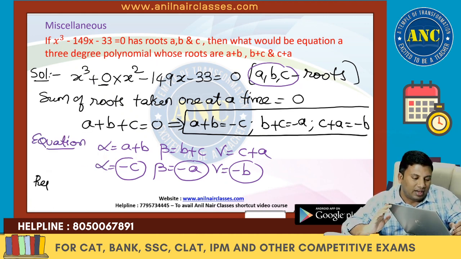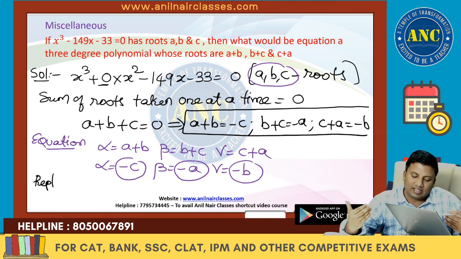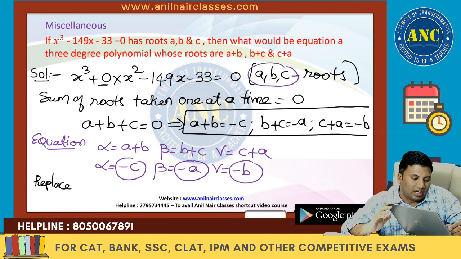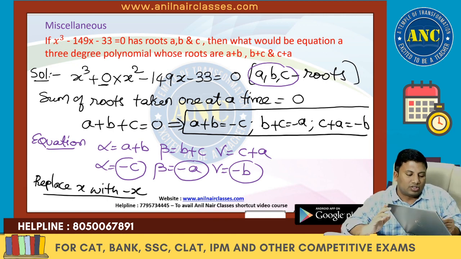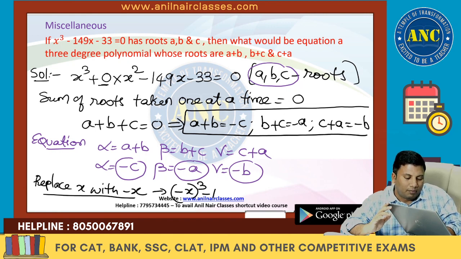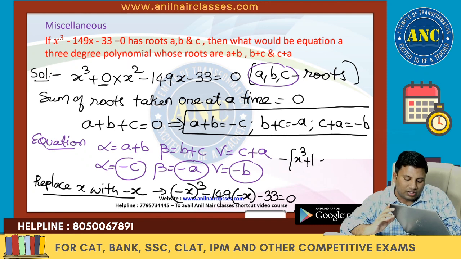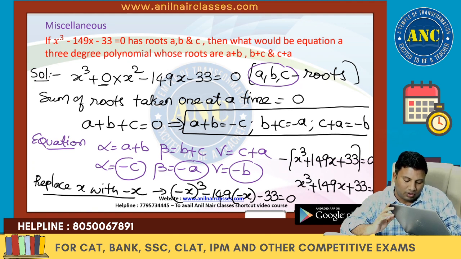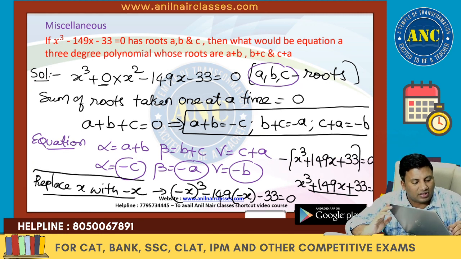That means if I replace, they are nothing but the same value but opposite sign. Replace x with minus x. You will get values with negative roots. So x with minus x: minus x whole cube minus 149 into minus x minus 33 equivalent to 0, minus common, x cube plus 149x plus 33 equivalent to 0. So x cube plus 149x plus 33 equivalent to 0.